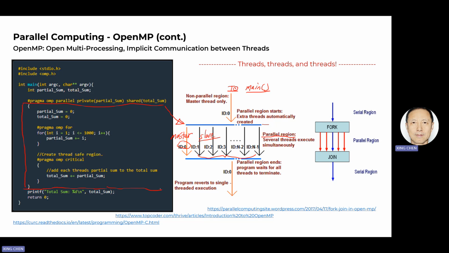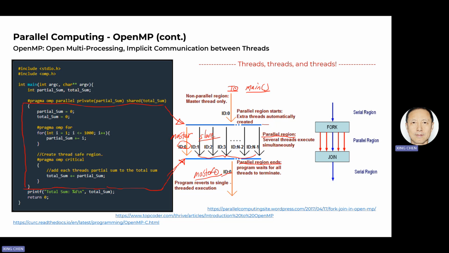Then at some point you are going to reach the end of the parallel region. Here is the ending point of the parallel region. When the parallel region ends, all these black slaves are going to be terminated. But there is one you still have, which is the master thread. The master is thread 0.